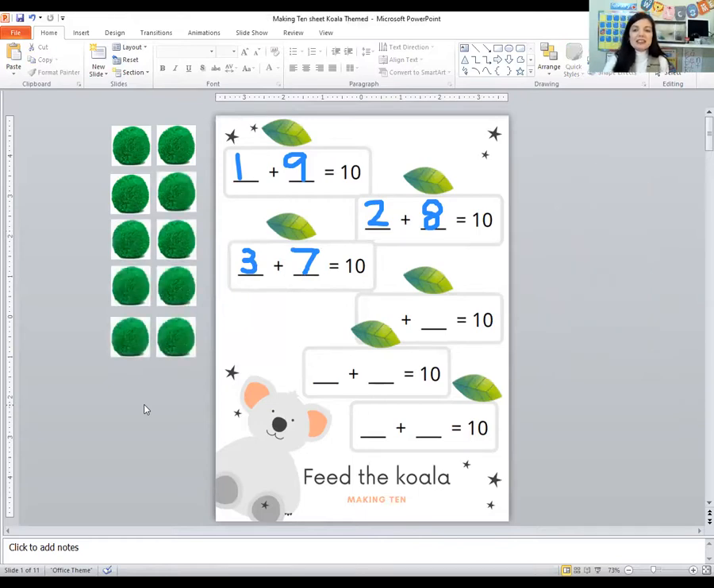Well, this activity is called Making 10, and so you can get 10 of anything, but I'll put the link below if you want this sheet. And then you can just find different ways of making 10, like 4 and 6 or 5 and 5. See how many ways you can make 10.